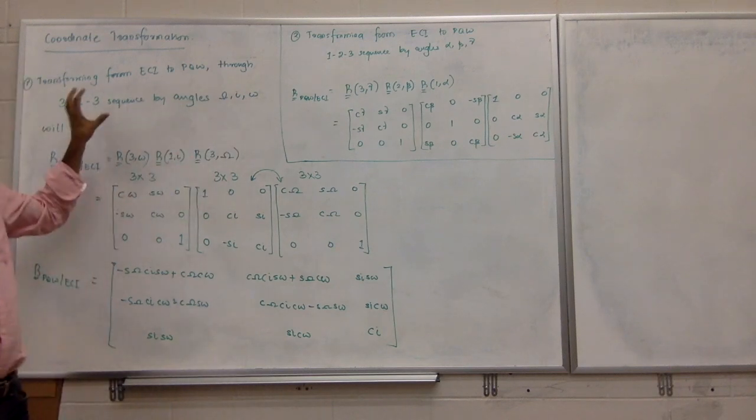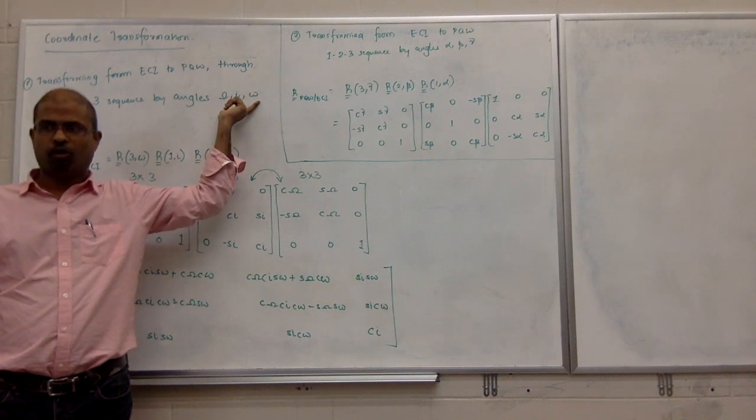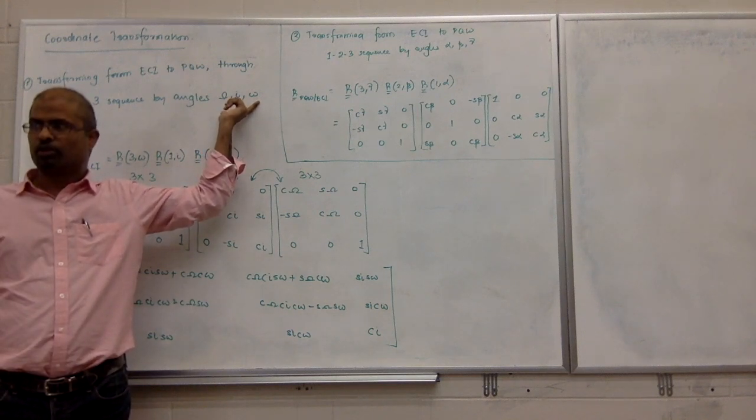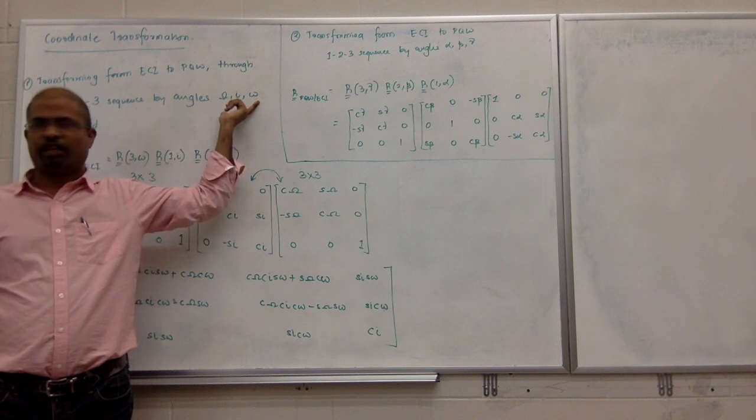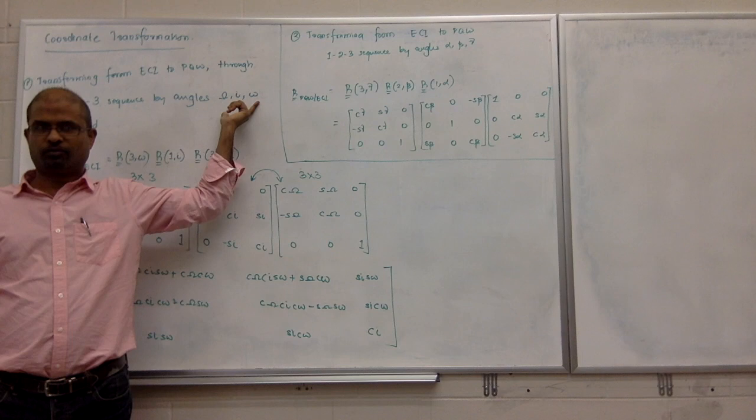But for 313, the angles have specific names. All the 11 other sequences, the angles don't have names. They are just mathematical combinations. Does that make sense?